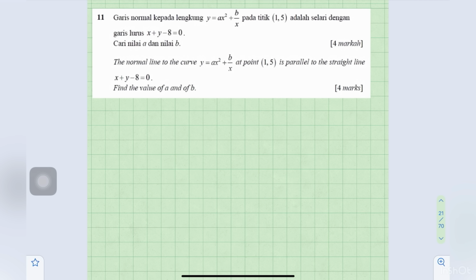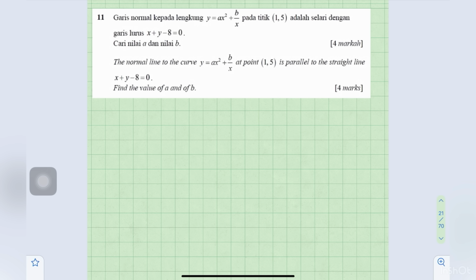Number 11, the normal line to the curve y equals ax squared plus b over x at point (1, 5) is parallel to the straight line x plus y minus 8 equals 0. Okay, so find the value of a and of b. So to find a and b, two unknowns here, maybe we have to use simultaneous equations. So we need to create two equations. Then we can use simultaneous, right?